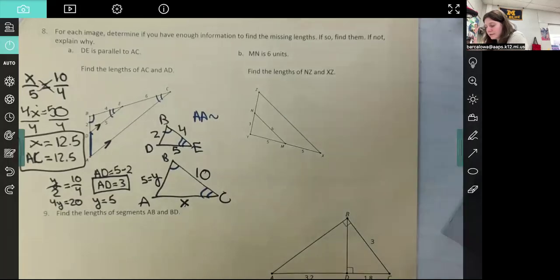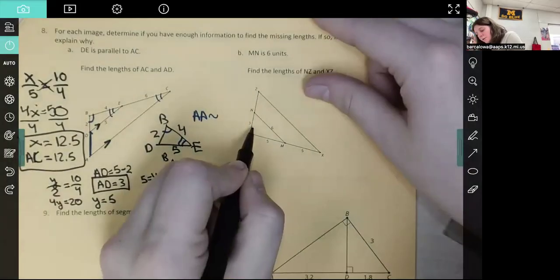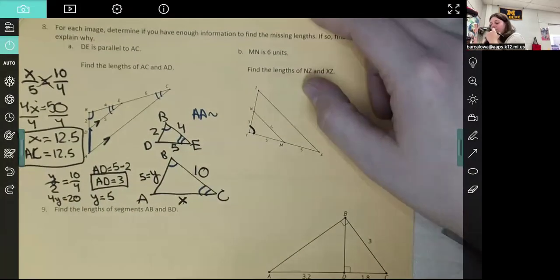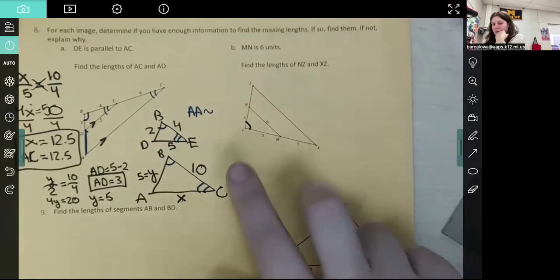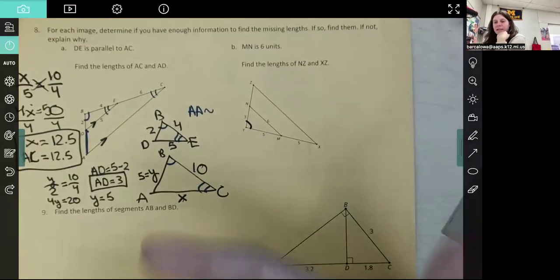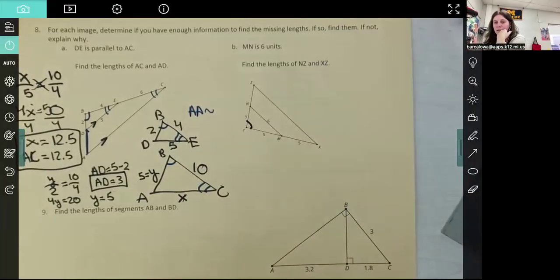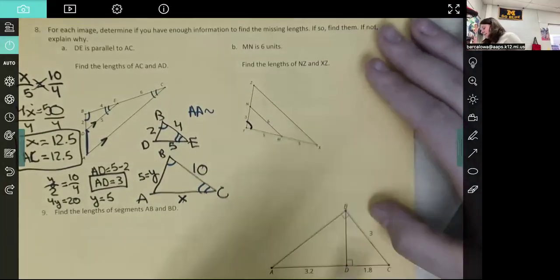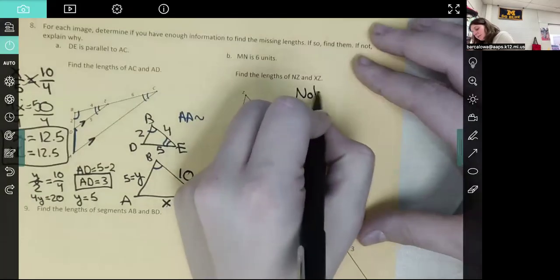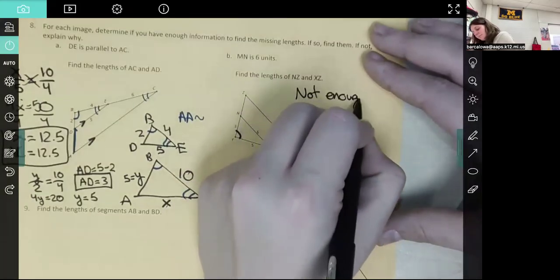All right, MN is 6 units. Yep, that's on there. Find the lengths of NZ and XZ. Well, I've got one shared angle. I know this side's 5 and this is 10, but I don't have a second side to compare it to. I have 3, and I don't know how long that whole side is. So this has not enough information.